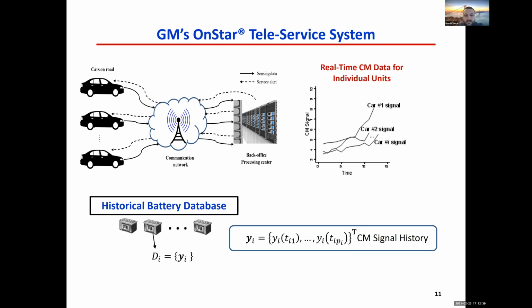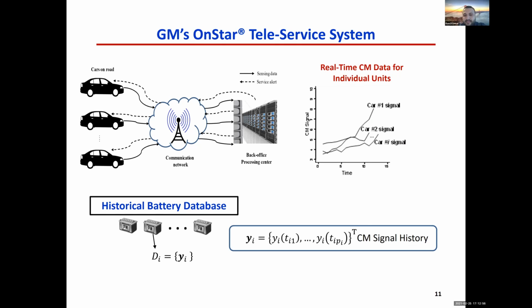Let's assume GM's OnStar system. So GM is taking information from cars on the road to its back office or its cloud. And the goal is to do some database analysis and then keep the driver informed about the health, so send back some service alerts to the driver.